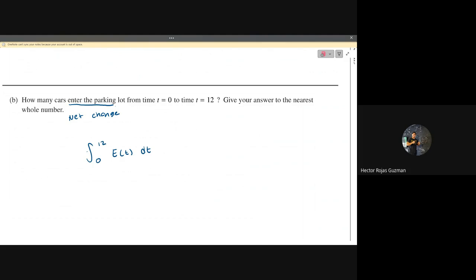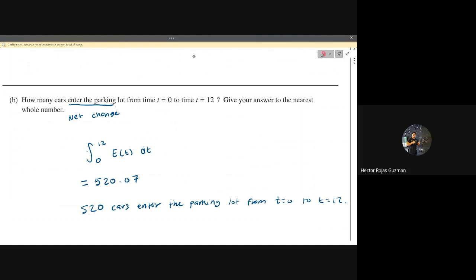Plug it into your calculator very carefully. Don't miss any parentheses or any negatives, because if you do, then the whole thing's going to be wrong. Also, don't forget to write dt. That's a part of your integral, a part of your integrand. If you do everything correctly, we're going to get 520.07. And then you're going to say 520 cars enter the parking lot from t equals 0 to t equals 12.